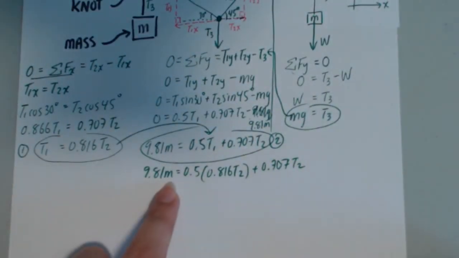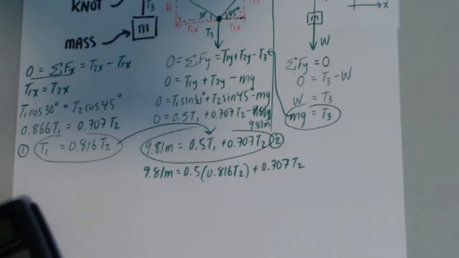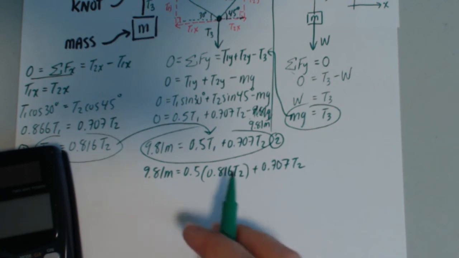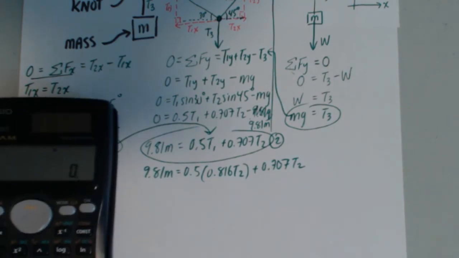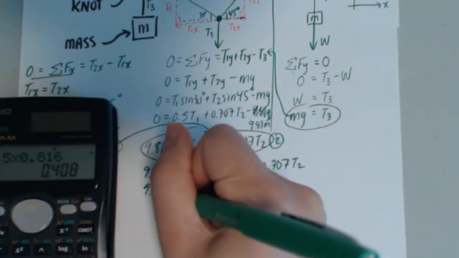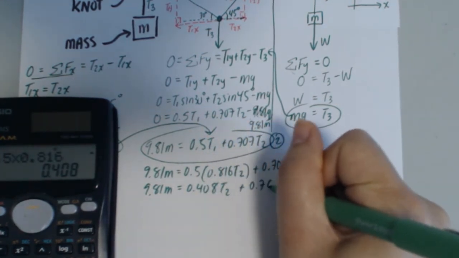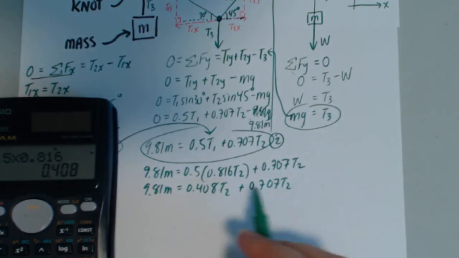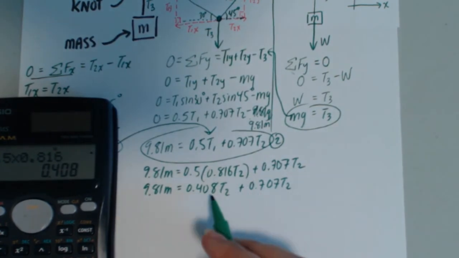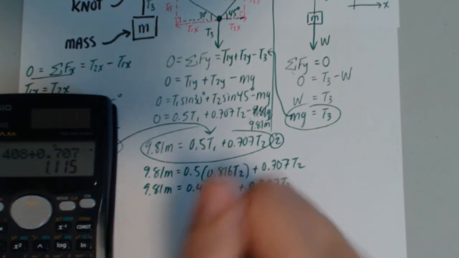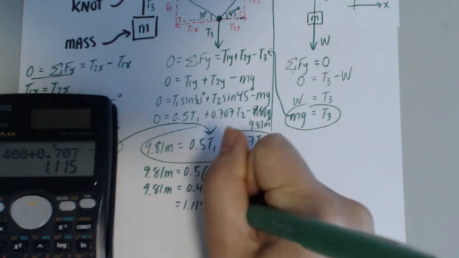Okay, remember we want our answer in terms of M, so we're trying to get rid of the T2s eventually. What this expression is going to do is it's going to give us an expression for T2 in terms of M. All right, so let's do this. So it's 0.5 times 0.816. So we have next 9.81 M equals 0.408 T2 plus 0.707 T2. Imagine this was 4x plus 7x. You would get 11x. But I don't have 4 and 7. I have 0.408 and I have 0.707. So I add those together and I get 1.115. And I don't have x, I have T2.